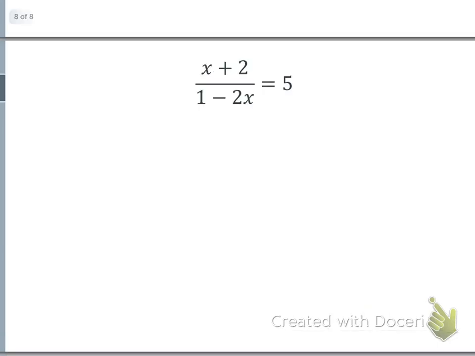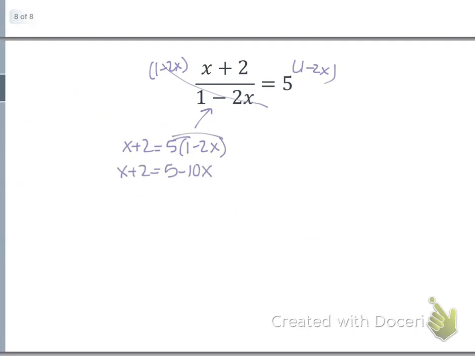Okay, my last one, it doesn't look like we have any fractions that we need common denominators to add and subtract. So if I want to get rid of this bottom, we need to multiply both sides by it. So it will cancel on this side. I now have x plus 2 equals 5 times 1 minus 2x. To solve for x, we got to distribute this little guy to get 5 minus 10x. And now we're just solving.